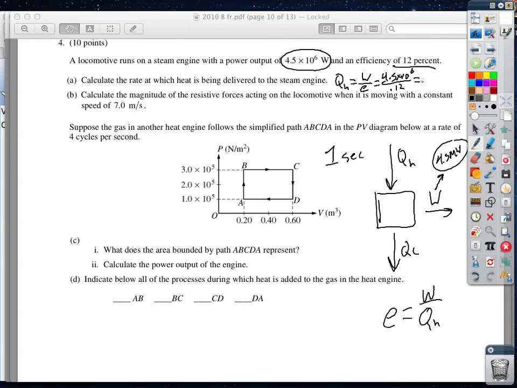0.12 is about 1/8, so it's going to be like 8 times that. So it's going to be like 36 megawatts. That's my guess.